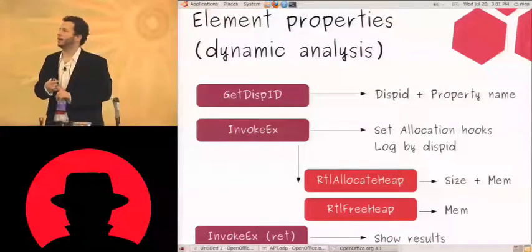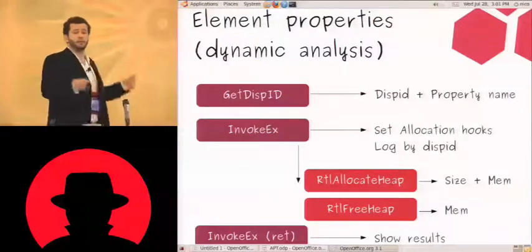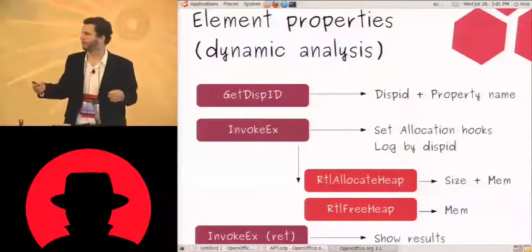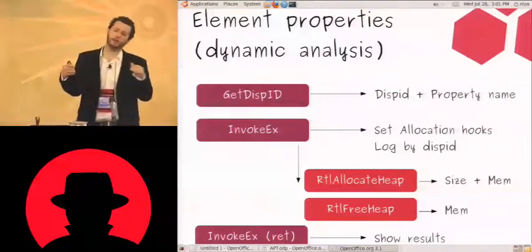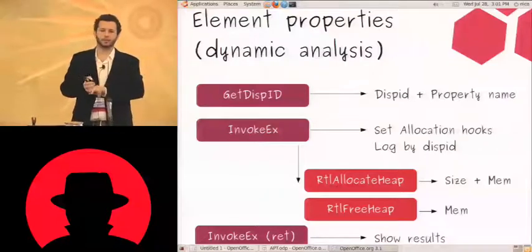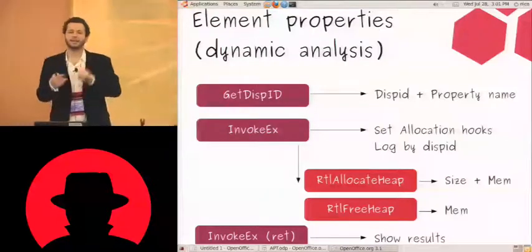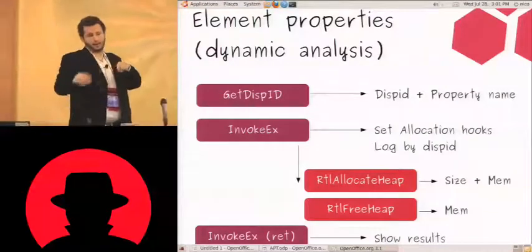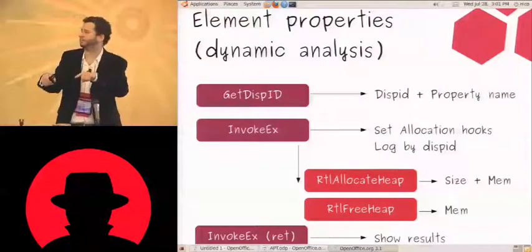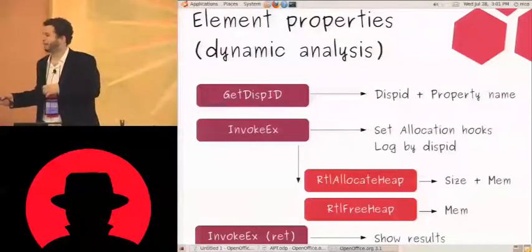And then whenever InvokeX gets triggered, which is the actual function that is going to call our method or our property, we set up at the beginning of that function the allocation hooks. The RtlAllocateHeap hook is going to give us the size of whatever is allocated during that method or property. And then we have RtlFreeHeap, which is the one that's going to free that memory.